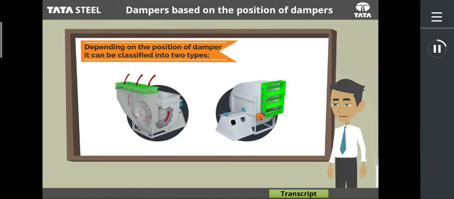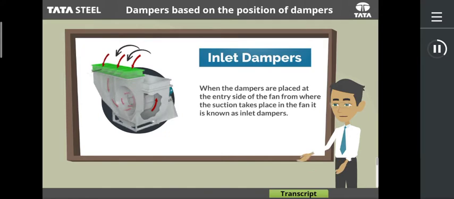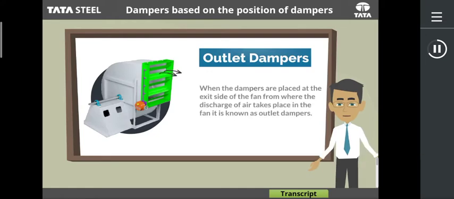It can be classified into two types: 1. Inlet damper. 2. Outlet damper. Inlet dampers: when the dampers are placed at the entry side of the fan from where the suction takes place in the fan, it is known as inlet dampers. Outlet dampers: when the dampers are placed at the exit side of the fan from where the discharge of air takes place in the fan, it is known as outlet dampers.